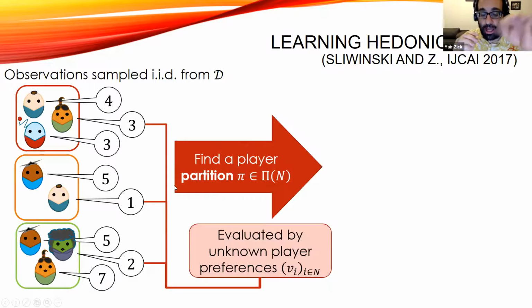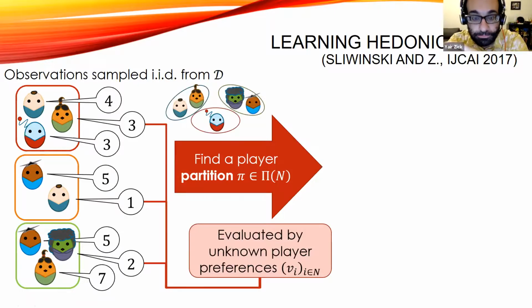You want to get a partition. So if before, in standard transferable utility cooperative games, you wanted to find a vector or payoff division, here you want to partition the players into disjoint groups, like this one right here. So here, these two people are in a group together, this person is all alone, and these two are together.